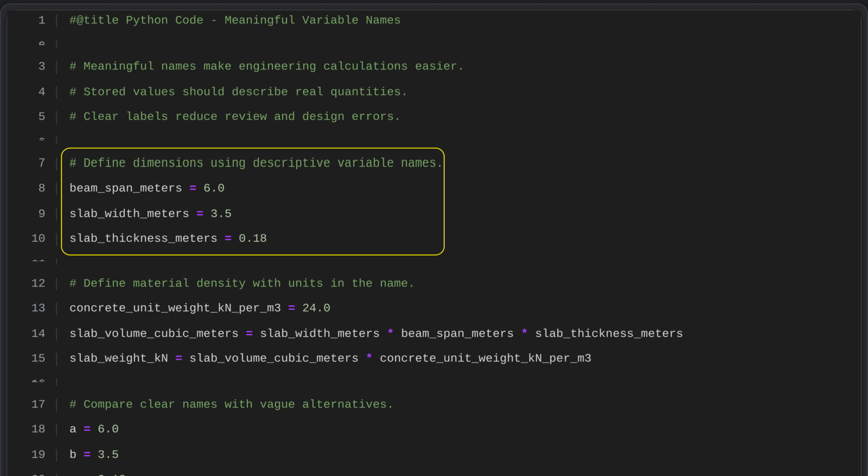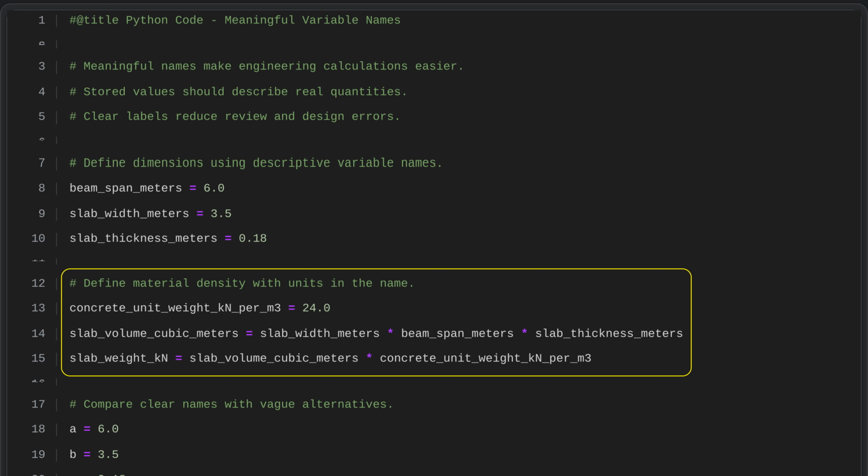The beam is described using clear dimension values: a 6-meter span, a 3.5-meter slab width, and a 0.18-meter slab thickness. Using descriptive names for these values makes the design information easier to understand and helps reduce mistakes during review.